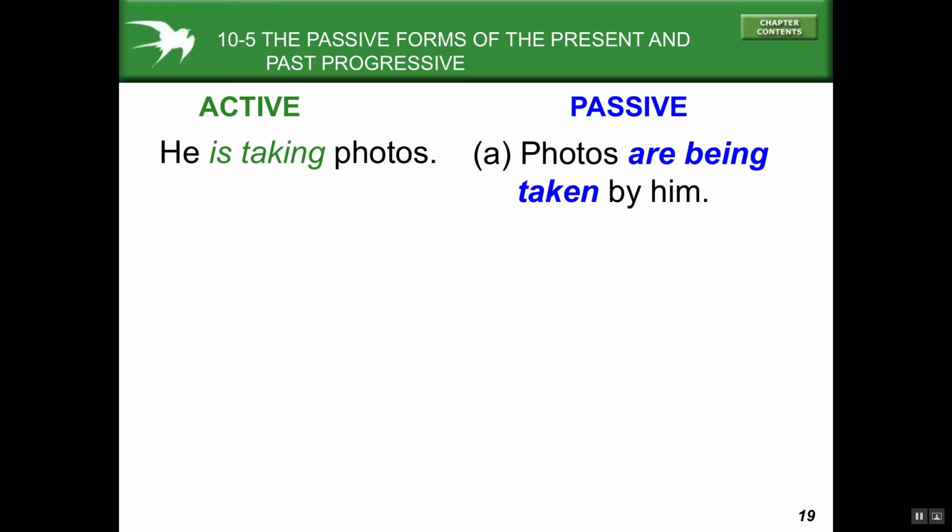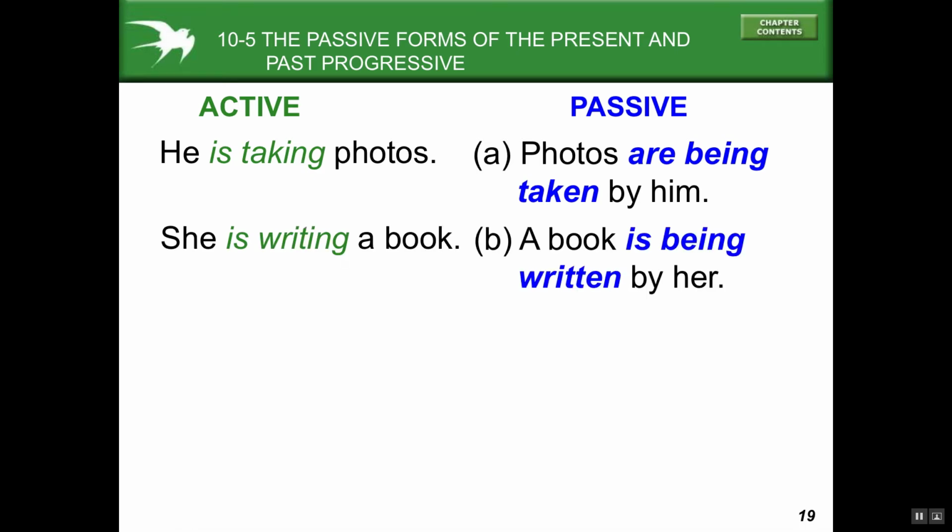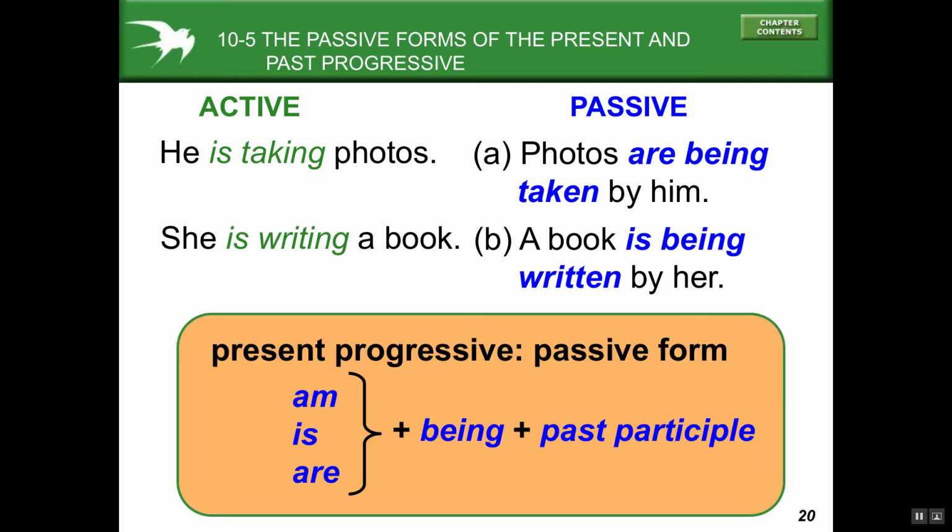It gets a little bit confusing, but just keep noticing that the main verb that has the content goes into the past participle form. And then this becomes a form of be here. So look at this other one. "She is writing a book." "A book is being written by her." The present progressive passive form is am, is, or are plus being plus the past participle. So it might look strange because there's two forms of the verb be, but this one is "being." It doesn't change. The one that changes is this.